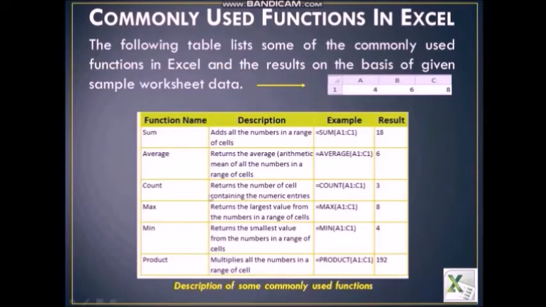Returns the number of cells containing numeric entries. So all the numeric entries, here you can see there are 3 cells containing numeric entries, so it is equal to COUNT(A1:C1), and the result is 3.